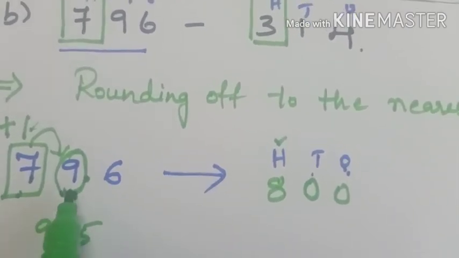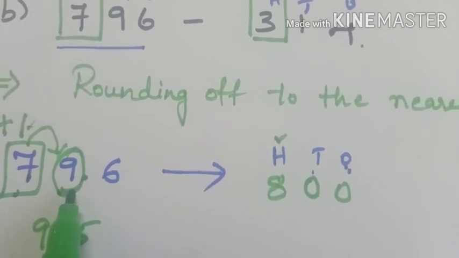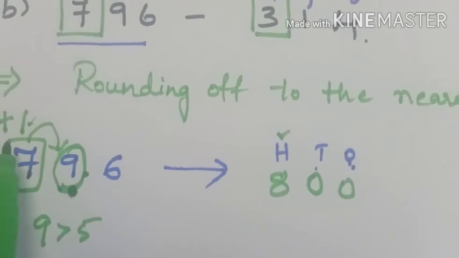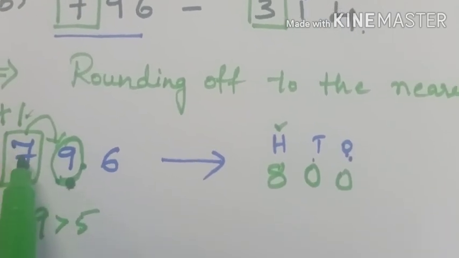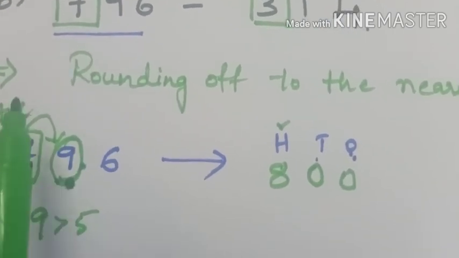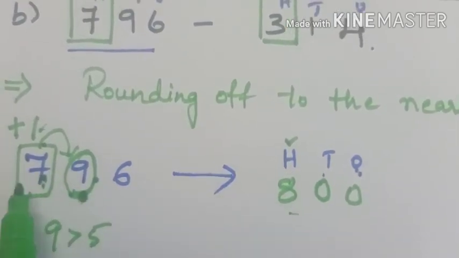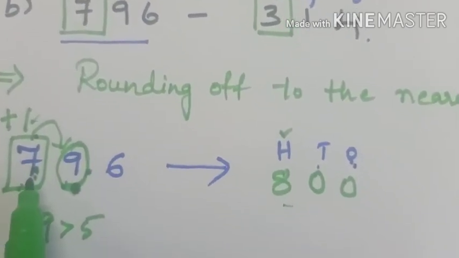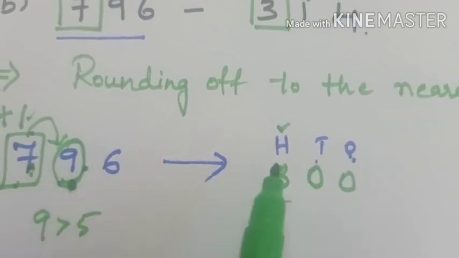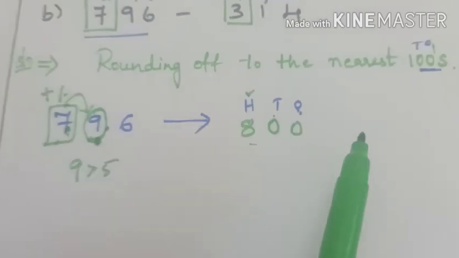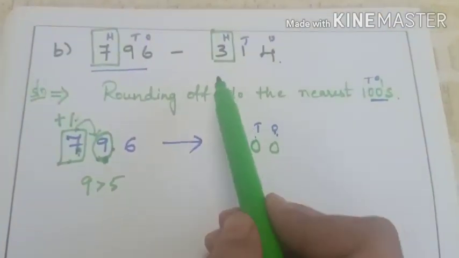To write the hundreds place, you should check the tens place. Fine. If the tens place is greater than 5 or equal to 5, then you should add plus 1 to the hundreds place. The hundreds place is 7. When you add plus 1 to this, it becomes 8. So rounding off 796 to the nearest hundreds becomes 800. Fine. Let us see one more number that they have given.